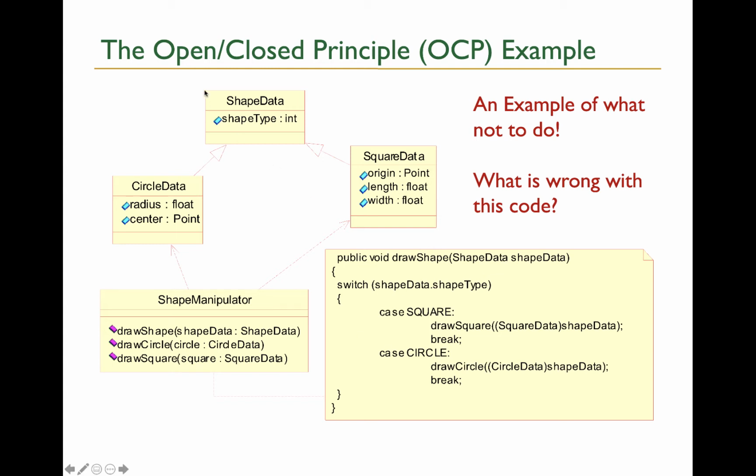Now, since we're talking about the open-closed principle, let's see why this is not open for extension and closed for modification. If you want to add a new shape, let's say a triangle or rectangle, then you have to create another class here. But more importantly, you have to go inside this method to add more case statements, case rectangle, case triangle. And then you have to duplicate the same code to draw for the different new shapes.